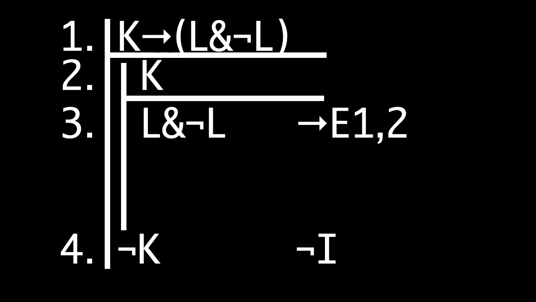If we spell out the steps in the paragraph we wrote earlier, it would look like this. We write 1, K arrow L and not L as a premise, and then we start a subproof in which we assume K. So this is the supposition, let's suppose K. Then it follows from line 2 and line 1 by arrow elimination, L and not L. That's a contradiction, so we close the subproof and conclude not K.